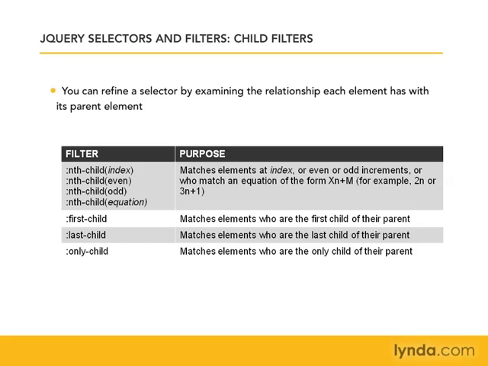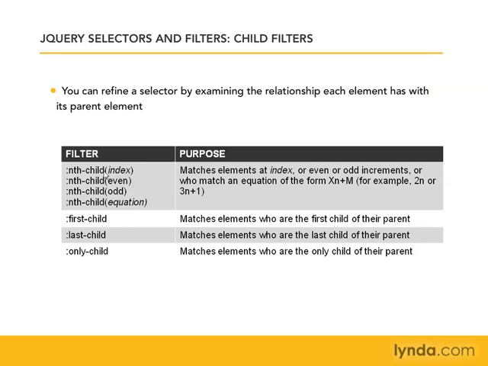Child filters allow you to refine the selection by looking at the relationship that the element has with its parent element. And there's four options here. Actually, there's more because the nth child option has a few. So the nth child filter has a couple of different things you can do. You can give it even or odd. It works the same way as the even or odd filters that we looked at in the previous example, only in this case it's operating on child elements, not the parent elements. So this will only match elements that are even or odd inside the parent.